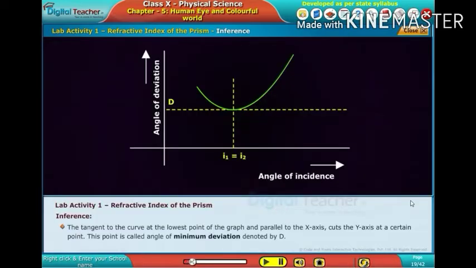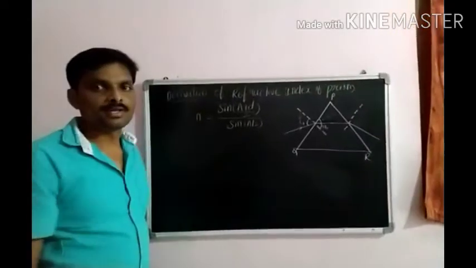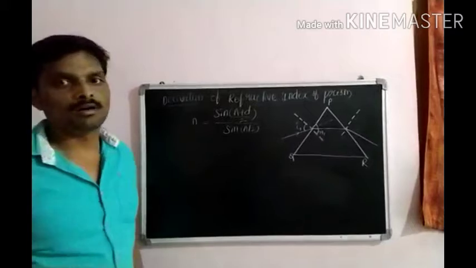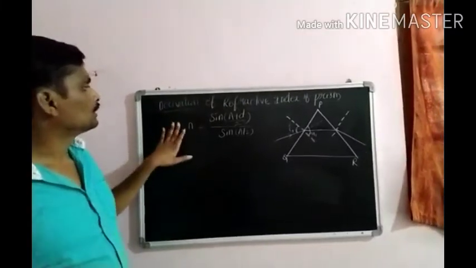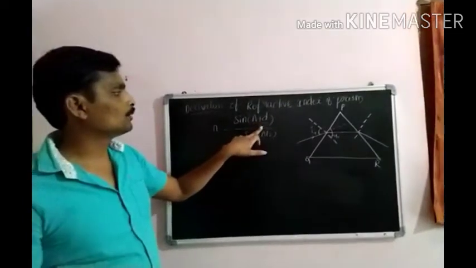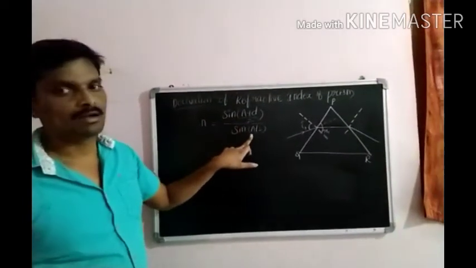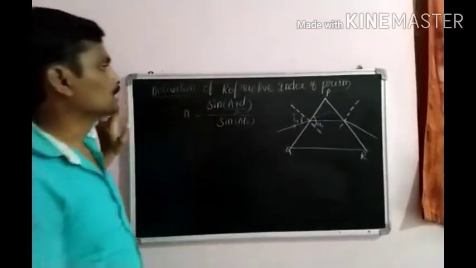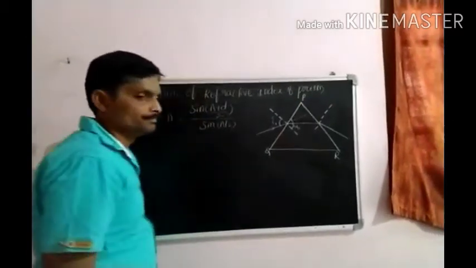The tangent to the curve at the lowest point of the graph and parallel to the x-axis cuts the y-axis at a certain point. This point is called angle of minimum deviation, denoted by D. Now we are going to discuss the derivation of the refractive index of the prism. The refractive index of the prism n equals sin((A+D)/2) divided by sin(A/2). So this is the cross section of the prism.